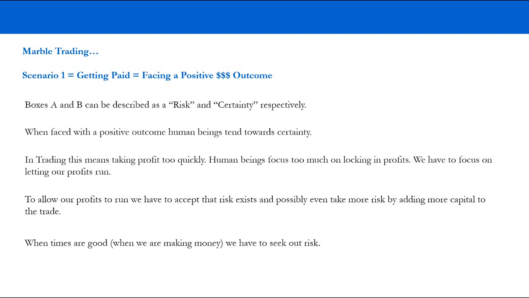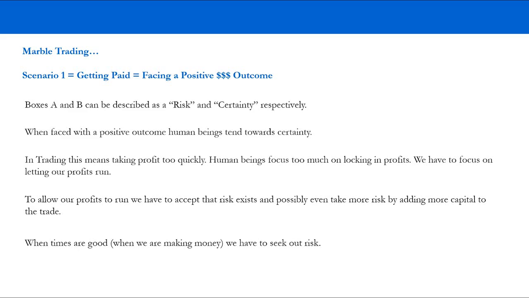But in trading and portfolio management, and in terms of risk management, you need to actually be doing the opposite. So in trading and portfolio management, it's actually wrong to look for certainty and pull from box B when you're getting paid, when you're winning, so facing a positive numerical outcome.